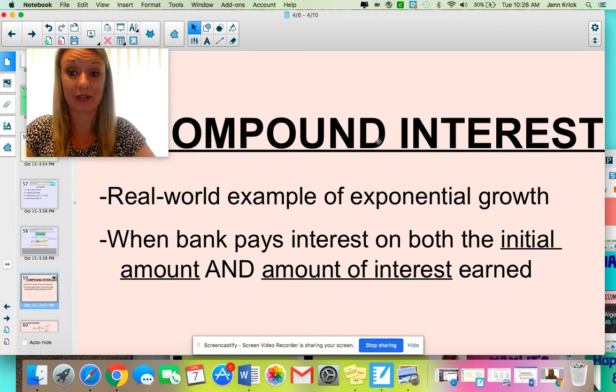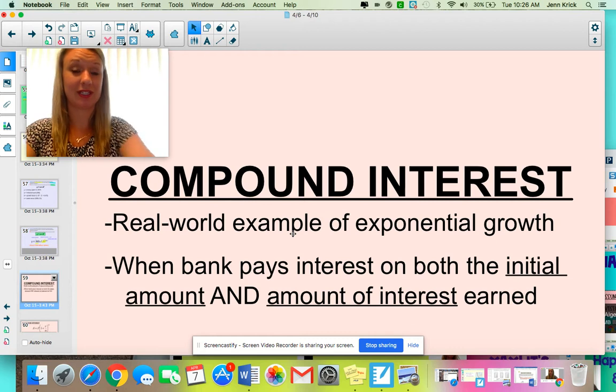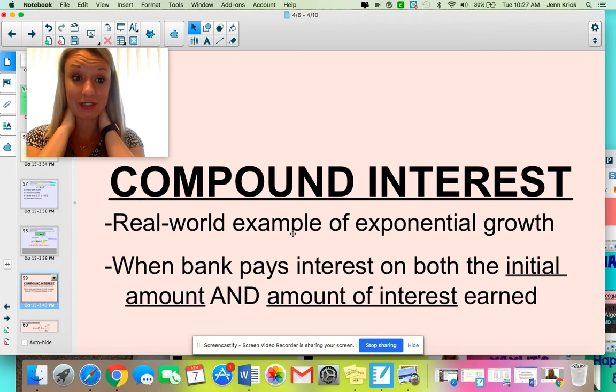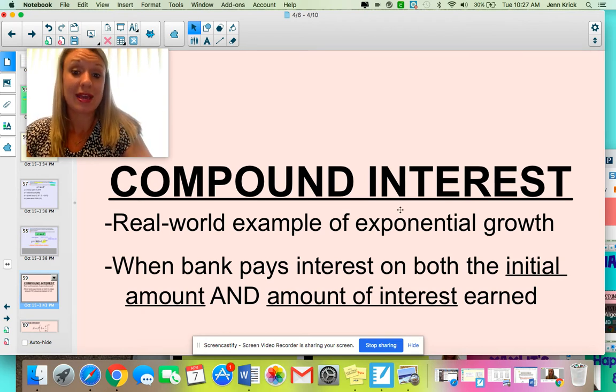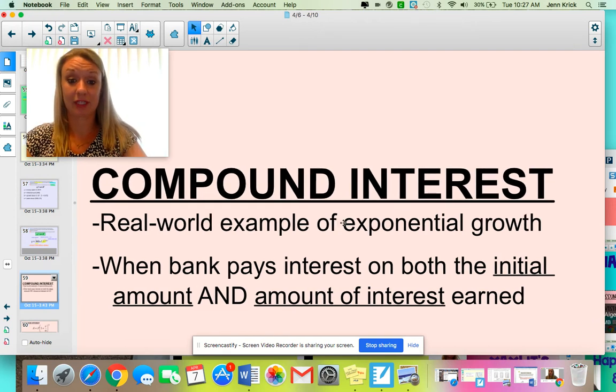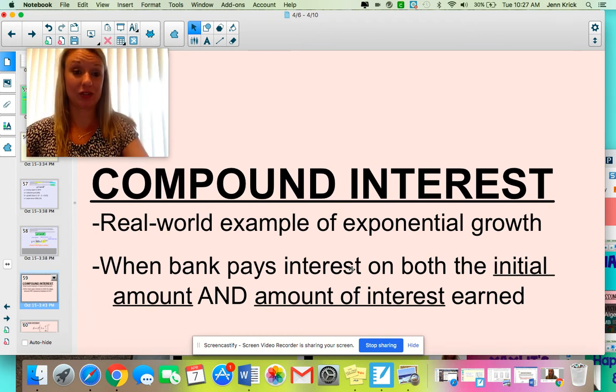Okay, this is the next new part. We are talking about compound interest. Now, I know that together when we were in class, we looked at the simple interest equation. We even did a scavenger hunt for it. Compound interest is a little bit different, and the formula is a little bit more intensive with variables. This is a very real-world example of exponential growth, and compound interest is when the bank pays you interest on both the initial amount that you put in and the interest that's earned. Okay, so that means that the bank is paying you, like if you put in $100, the bank is going to pay you for that $100 you put in plus the interest that it's earning each year.